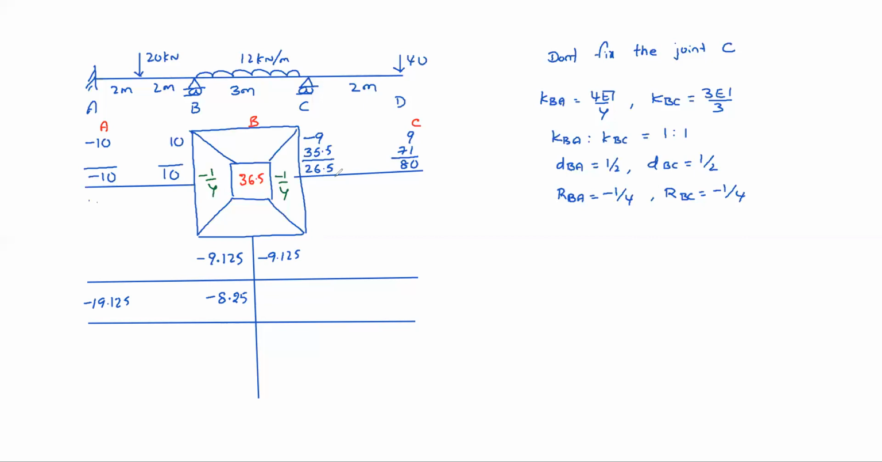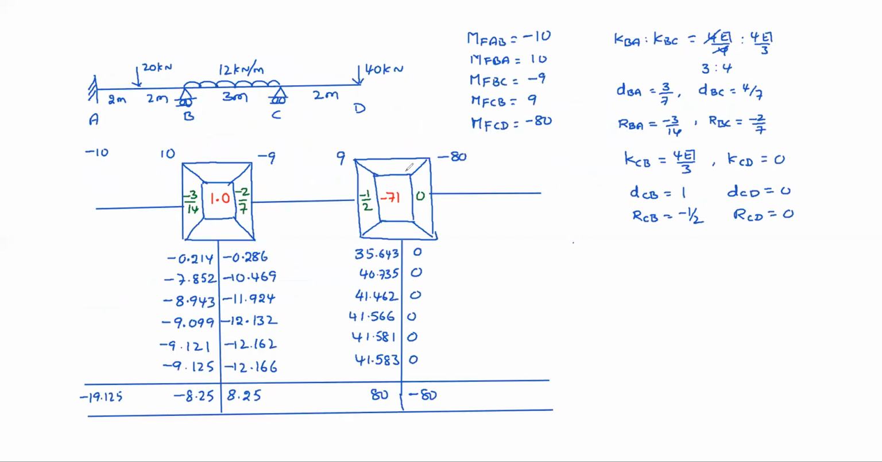Here 26.5 fixed moment plus 2 times of minus 9.125. How much? 8.25. Here anyway 80 fixed moment only. Okay, 80 is there. So like this we can perform the calculations. So if you don't fix the joint at C, then stiffness will be 3A by L. If you fix the joint at C, then stiffness will be 4A by L, and we need to perform calculations like this. Okay.